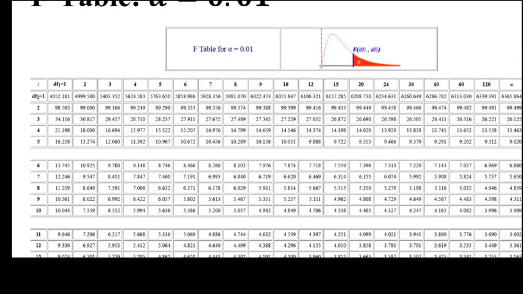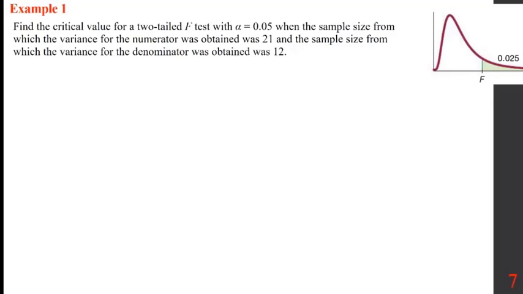But how do we look it up? It's very simple. You first and foremost choose your alpha. Then the degrees of freedom of the numerator is the top row, and the degrees of freedom of the denominator is the left column. And let's start with a simple example.